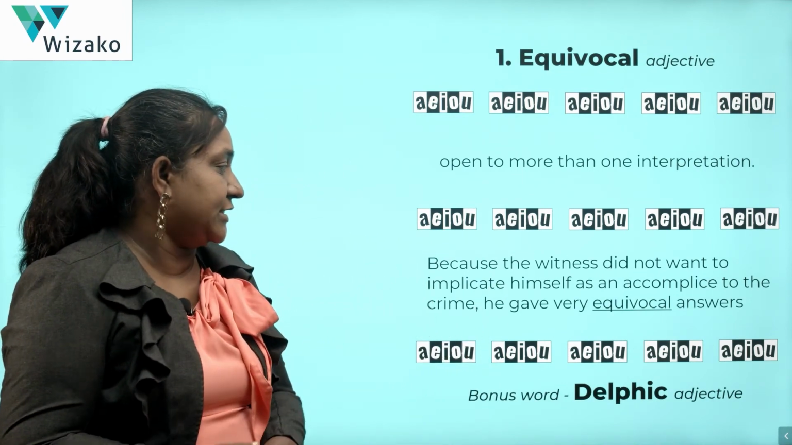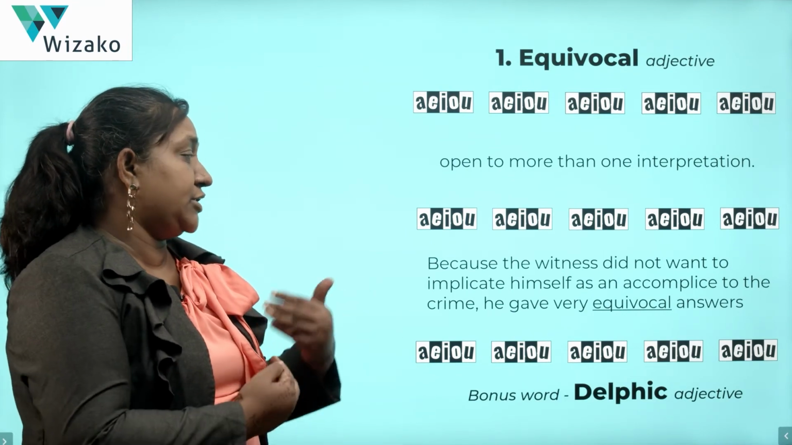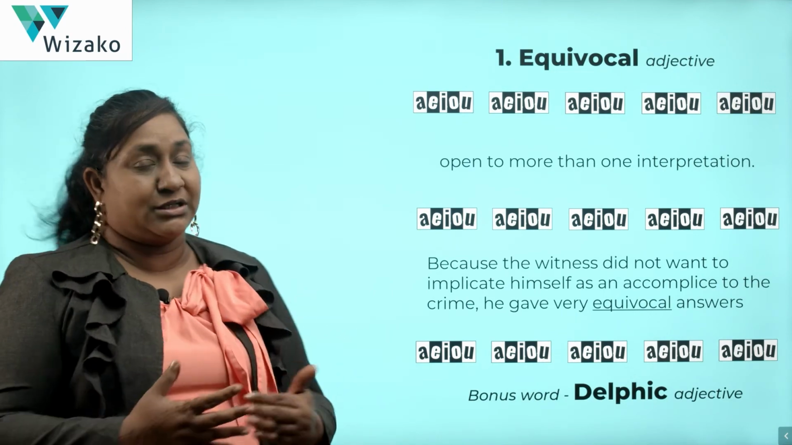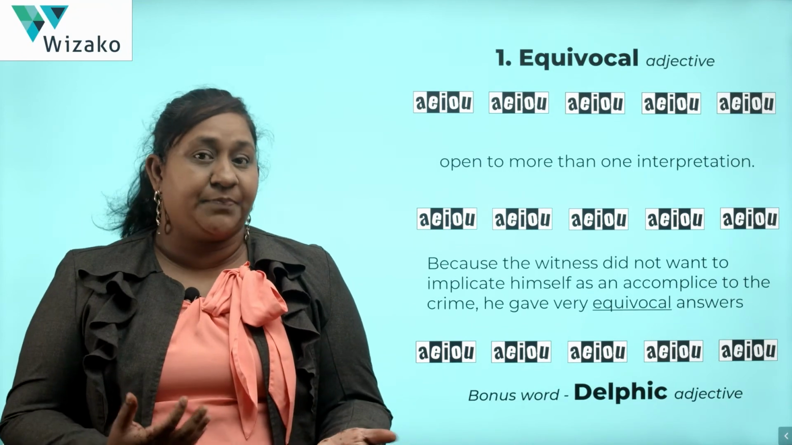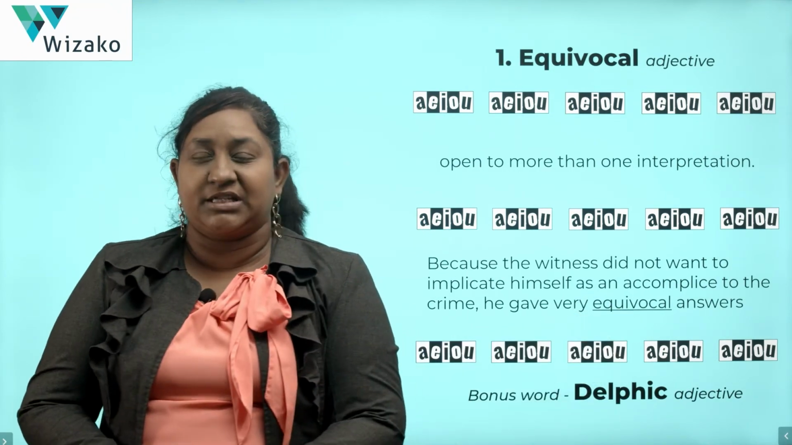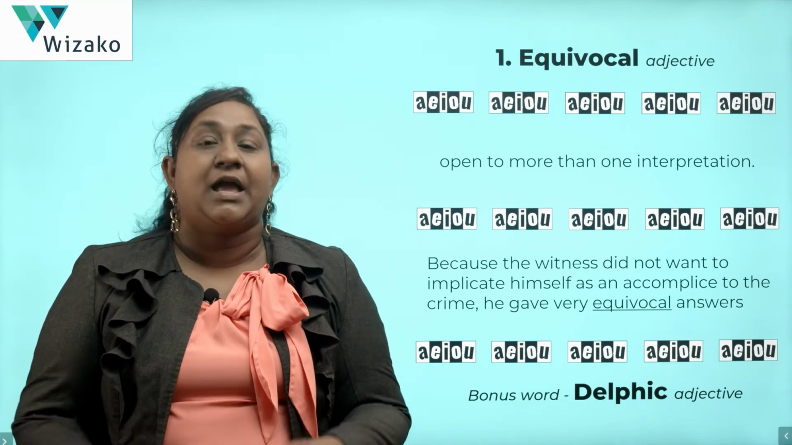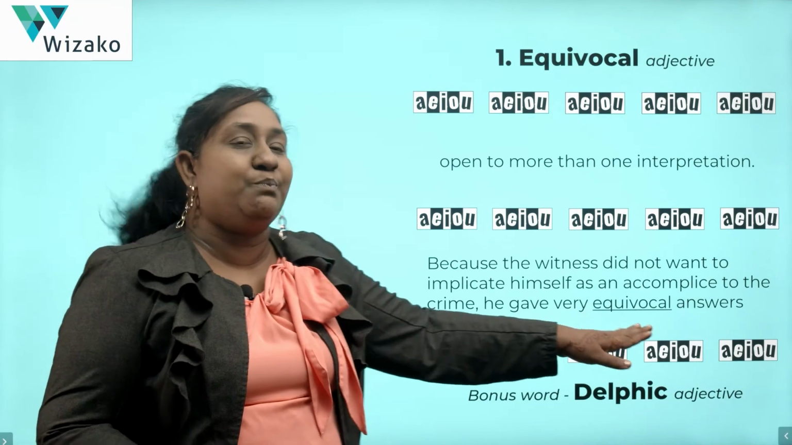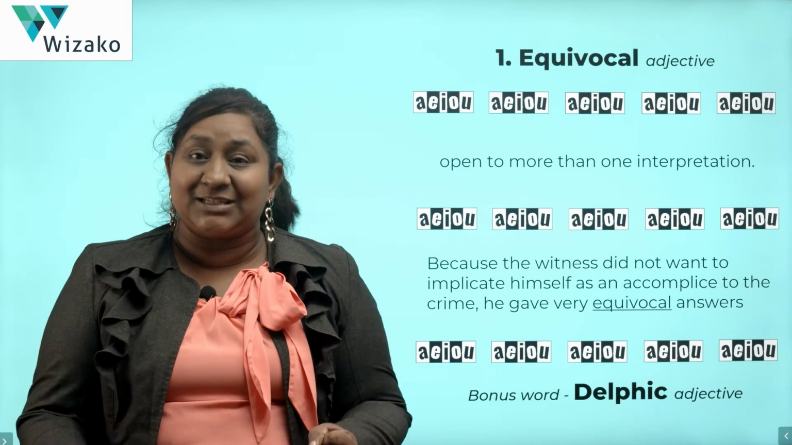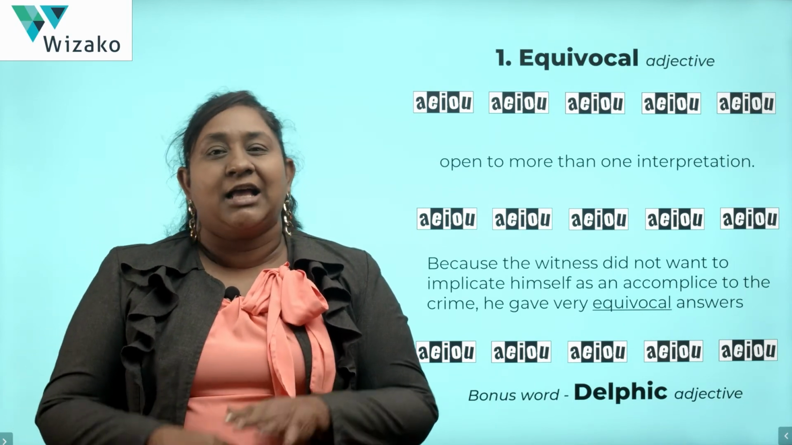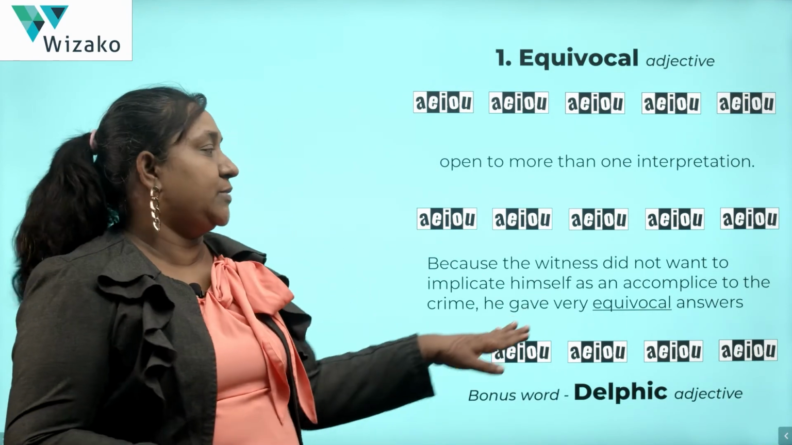Here's an example sentence. Because the witness did not want to implicate himself as an accomplice to the crime, he gave very equivocal answers. So the witness is worried that he might also get charged with the crime. He might also be treated as an accomplice. So the witness wants to be very careful about the answers that he is providing. And therefore, the witness is giving very ambiguous or equivocal answers that can have more than one interpretation. He's trying to be cautious, trying to play the game so that he doesn't get charged with the crime. That's the meaning of the sentence.